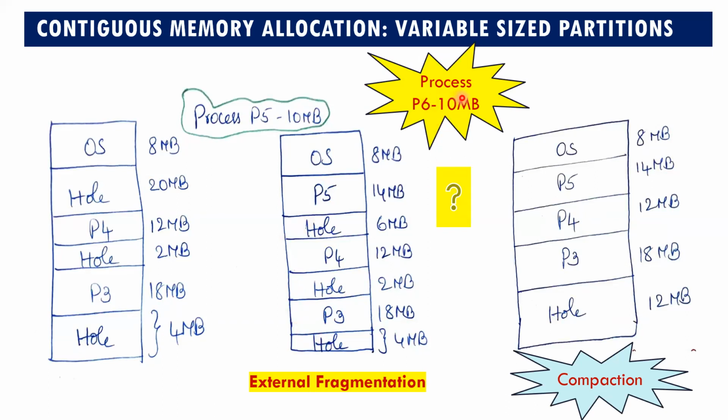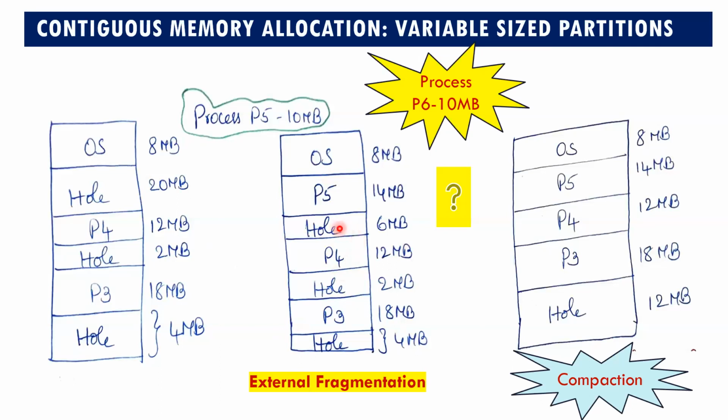Now at this point, assume that another process P6, which is of size 10 MB, has arrived. Now observe the scenario where the total hole size is 12 MB, but we have to allocate memory for a 10 MB process, and this 10 MB is not available as one contiguous set of memory locations. That is why we will not be able to allocate memory for process P6. So this is called external fragmentation.